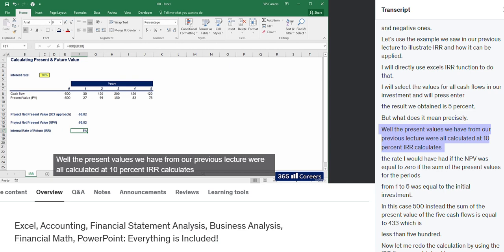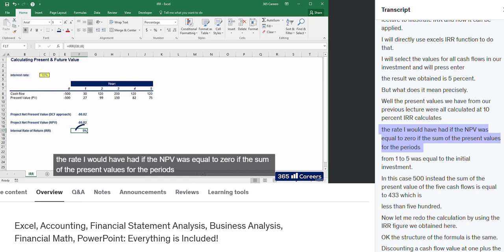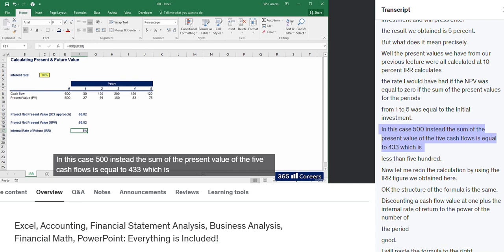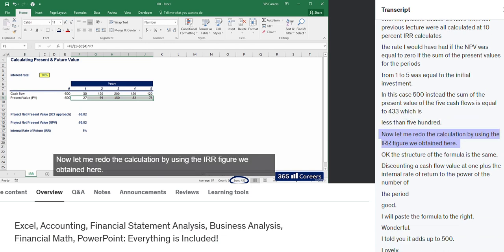Well, the present values we have from our previous lecture were all calculated at 10%. IRR calculates the rate I would have had if the NPV was equal to 0, if the sum of the present values for the periods from 1 to 5 was equal to the initial investment, in this case, 500. Instead, the sum of the present value of the 5 cash flows is equal to 433, which is less than 500. Now, let me redo the calculation by using the IRR figure we obtained here.